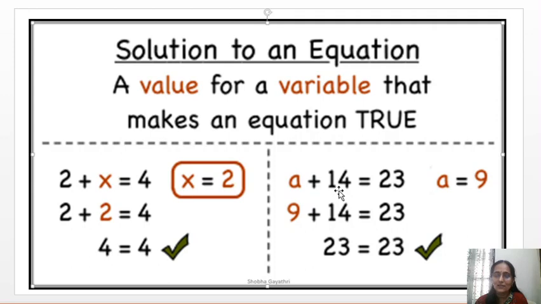Now consider the second equation. a plus 14 equals 23. For a equals 9, the statement becomes true. So a equals 9 is the solution of the equation. Let me repeat the definition of solution. The value of the variable which makes the statement true is known as the solution of the equation.